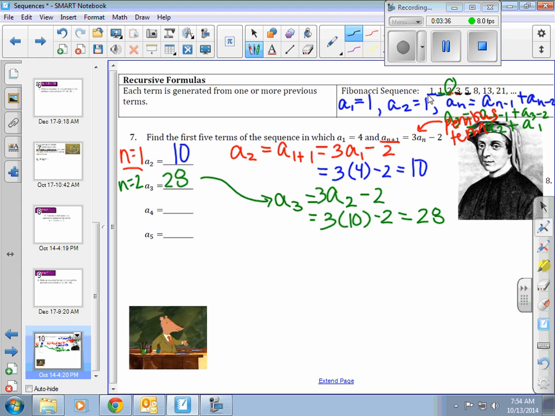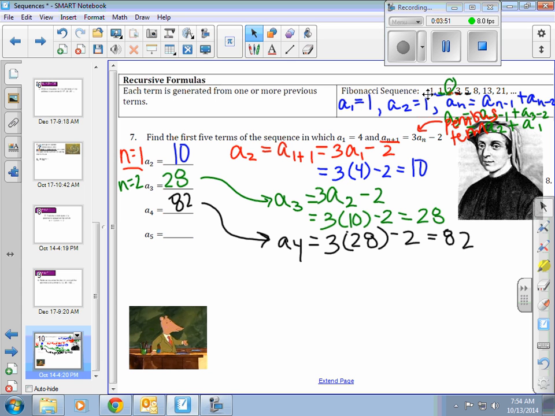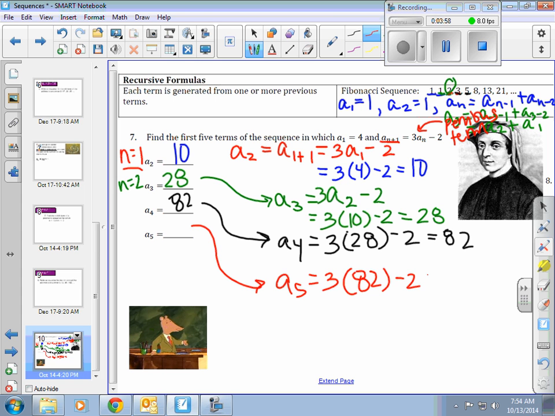If we want to find a sub 4, we just take 3 times the term before, which was 28, minus 2, and that gives us 82. So a sub 4 is 82. And lastly, a sub 5: we take 3 times our last term, which was 82, minus 2. 3 times 82 is 246, so 246 minus 2 gives us 244. And that is my recursive sequence.